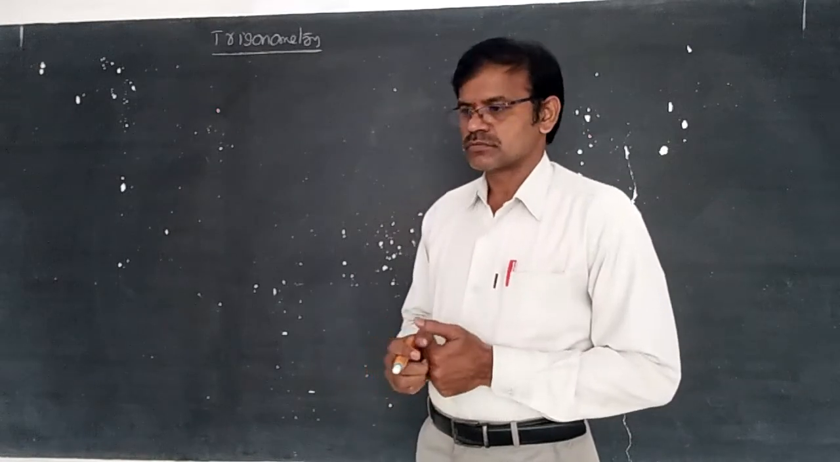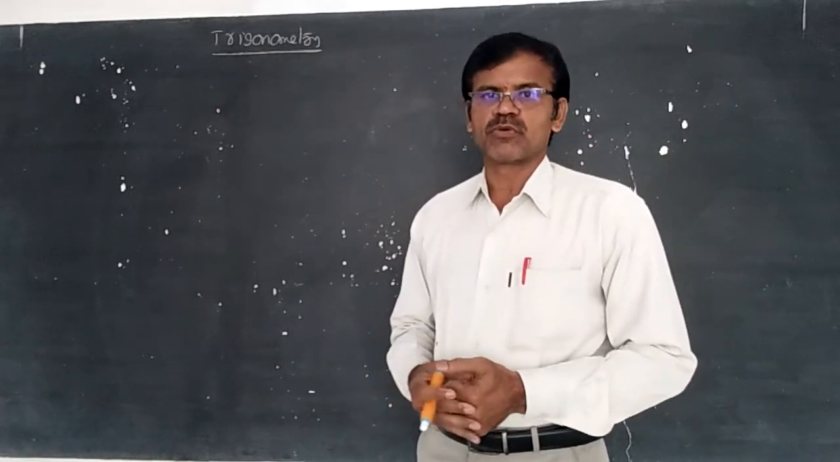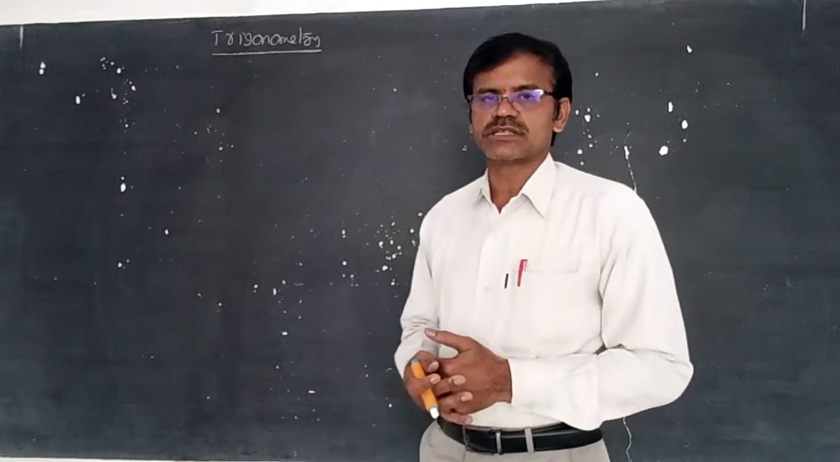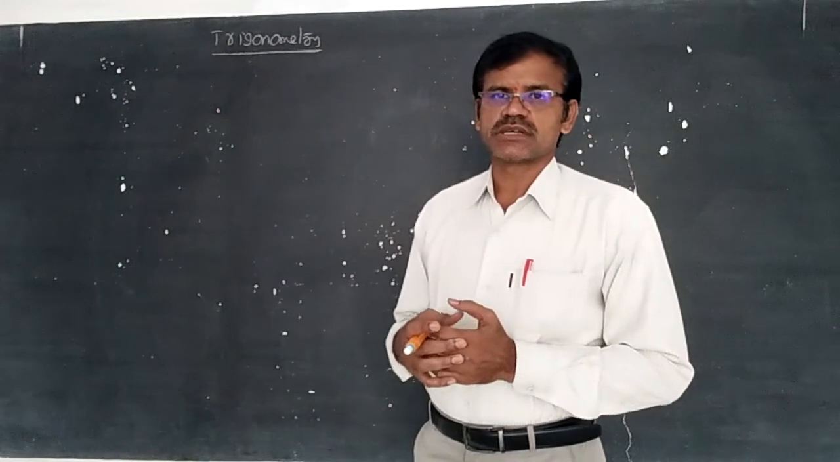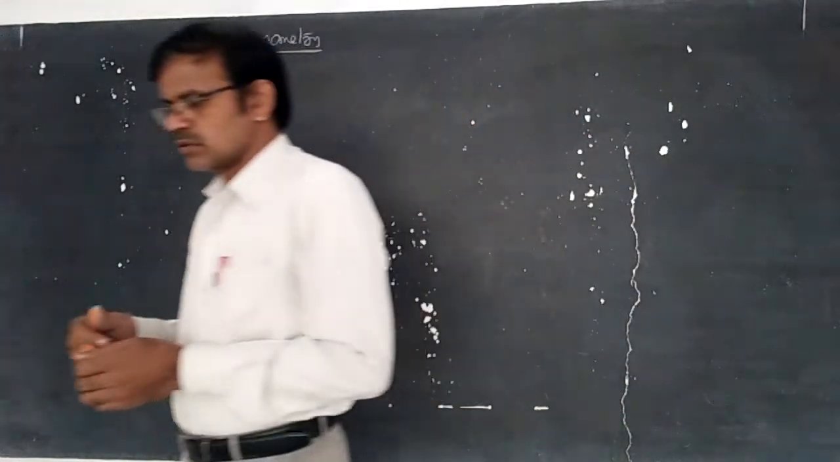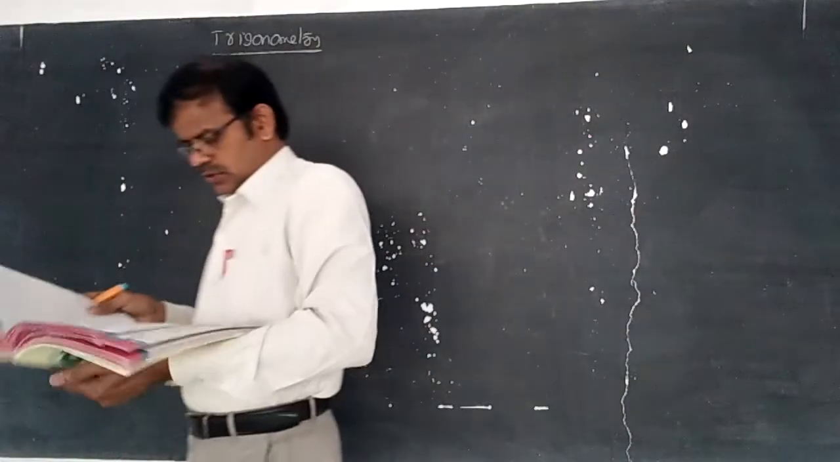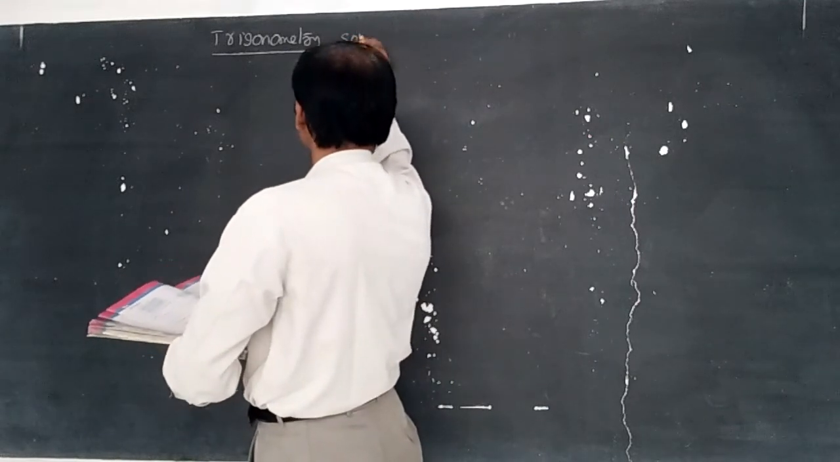Before going to exercise 6b, yesterday I said the proof of sin 80 degrees and cos 80 degrees, sin 72, cos 72, sin 36, cos 54, sin 54, cos 36, like that. Four sums we have discussed along with the proofs. Now let us go on to discuss the solved problems.